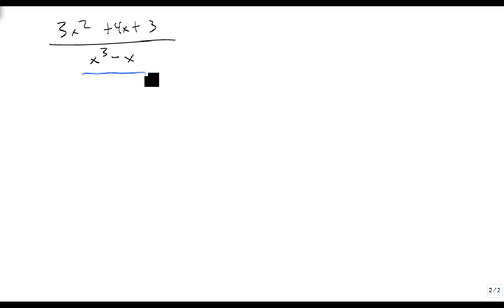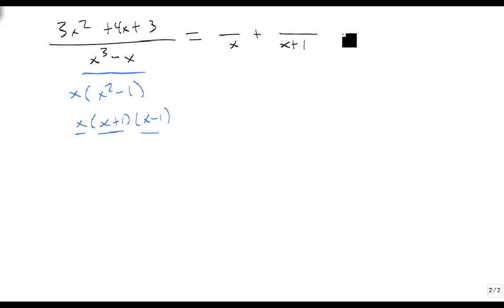Only factor the denominator. This gives us x times (x² − 1), which is x(x + 1)(x − 1). We have 3 distinct linear terms, which means we're going to end up with 3 terms here, and they each get a single variable on top: an A, a B, and a C. Now we do the same thing we did before. We multiply everything by x(x − 1)(x + 1).